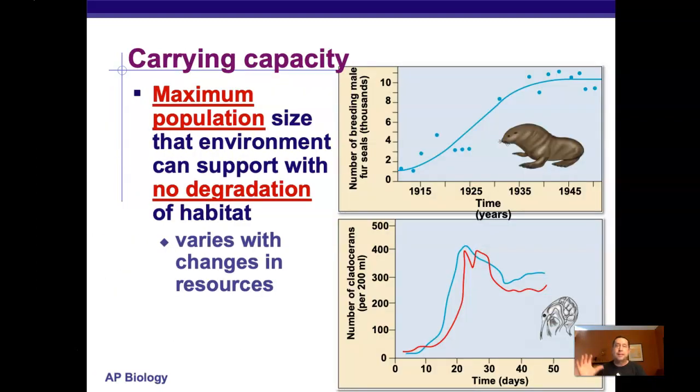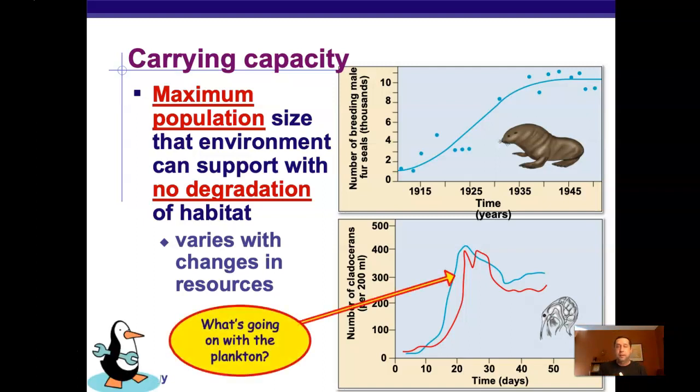So the carrying capacity is the size that the environment can support with no degradation of the habitat. Now sometimes things overshoot the carrying capacity, and that usually leads to a big crash in population because they overgraze or whatever, and they degrade the habitat in some way. So with the plankton, the environment is changing from year to year, so the carrying capacity fluctuates a little bit from year to year.